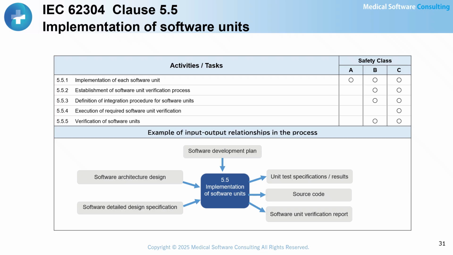In the process of implementing software units, the inputs are the software architecture design and the software detailed design. Based on these, the software units are created, and the outputs include unit test specifications, test results, source code, and the software unit verification report.